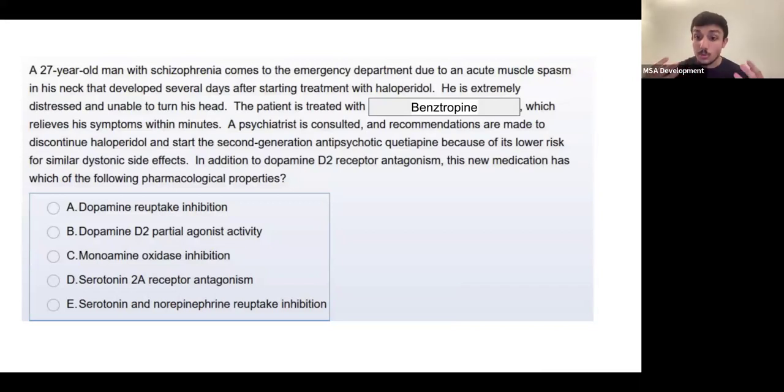It happens within hours to days, within a few hours. Within 2 hours, you can get the side effect. More common in first generation antipsychotics like haloperidol. That's why they gave him haloperidol. Now, another extremely important thing from this is that the patient was treated with benztropine.